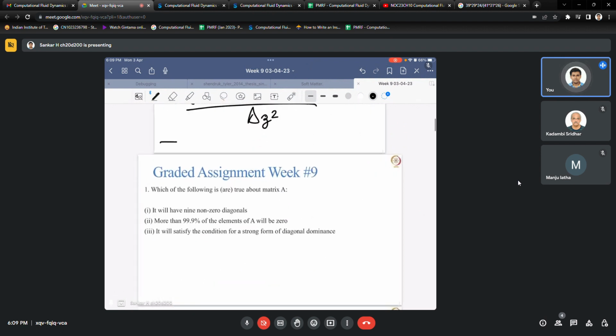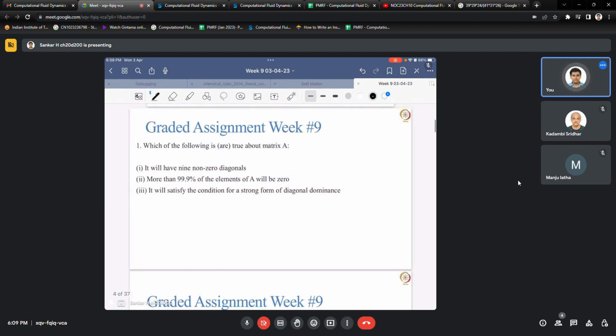Now, based on whatever we have done, we'll go on to answer the questions that have come up in the assignments. Which of the following are true about matrix A? First point: it will have 9 non-zero diagonal elements. Second, more than 99.9% of the elements of A will be 0. Third, it will satisfy this kind of strong form of diagonal dominance.